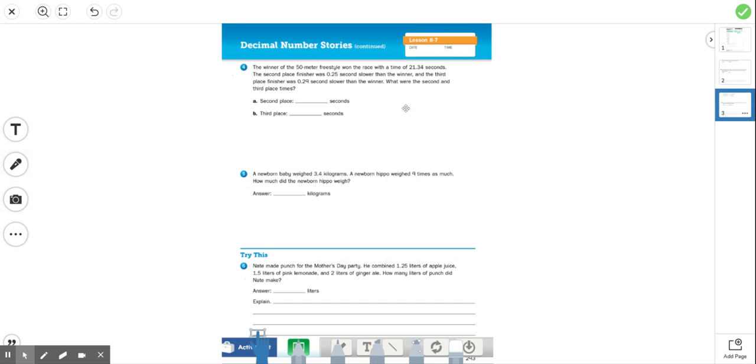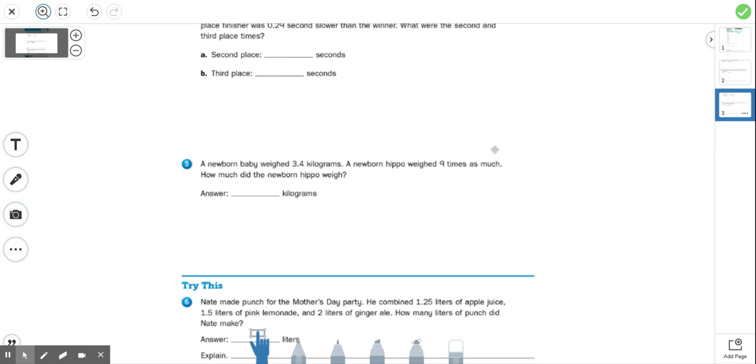I'll go and do problem 5 here, it looks like. So let's go ahead and do that one together. And so I'm going to zoom in on it if I can. See if I can get a little bit. There we go. Okay. And so let's see.